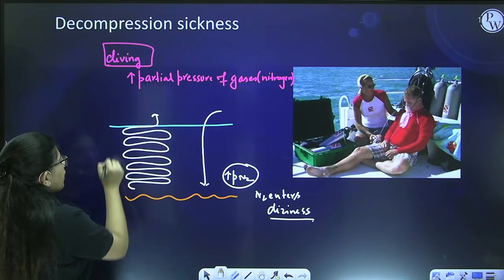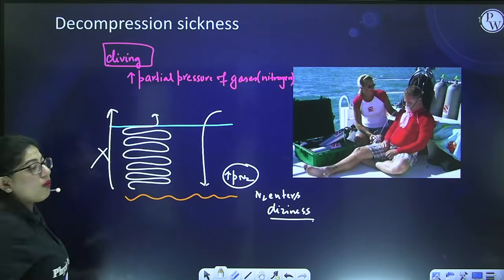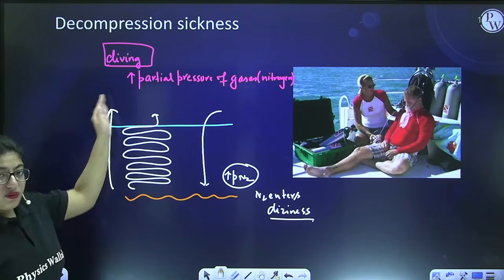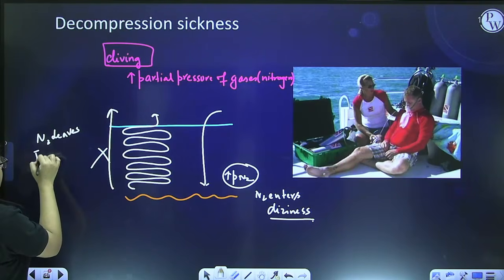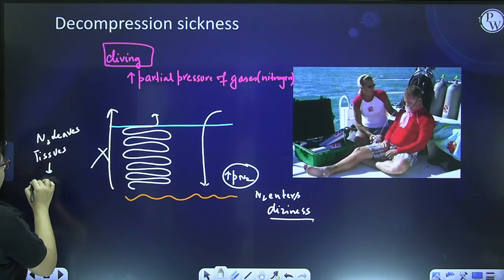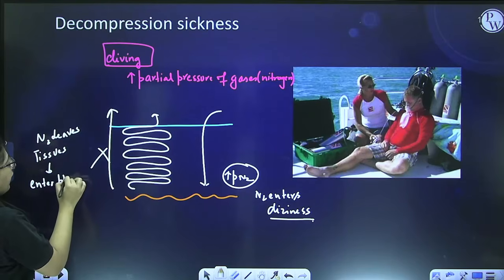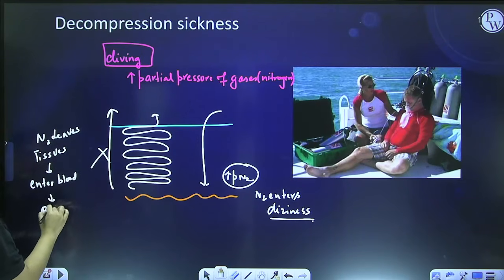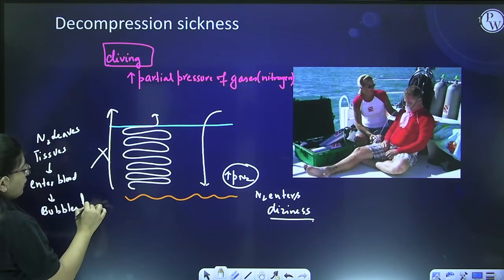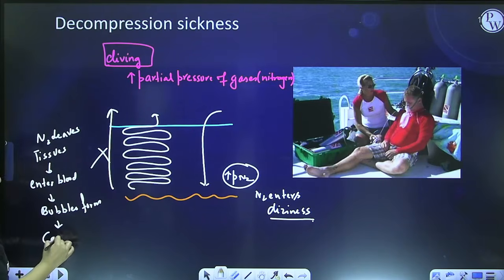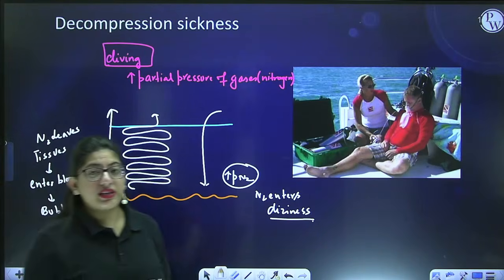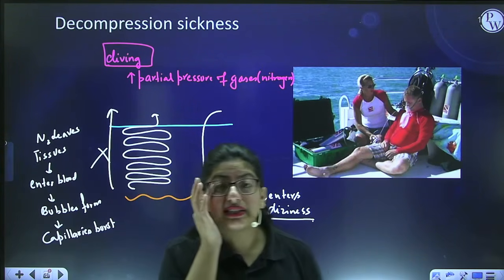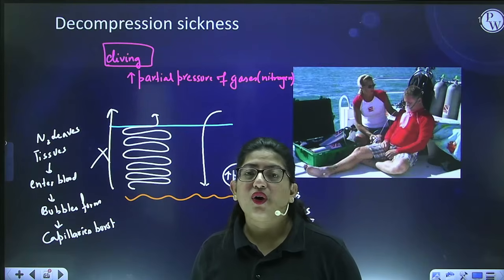A person should never move up in one go. Why? Because when you move up in one go, the nitrogen leaves tissues and enters the blood. And when it enters the blood, it forms bubbles. When a bubble is formed, the capillaries get burst, and this can lead to a lot of disorders. Sometimes the capillaries of the eyes get burst and the eye gets serious injuries.